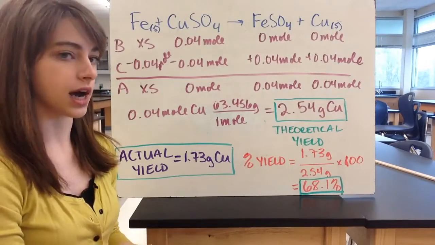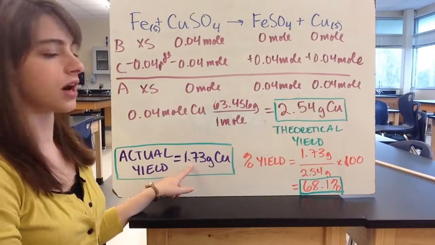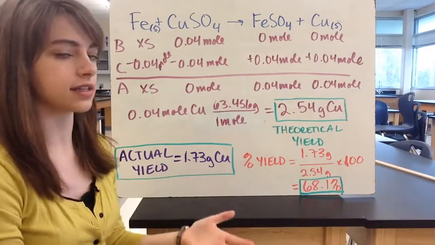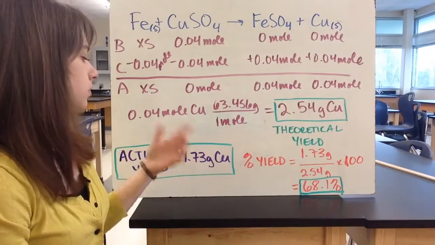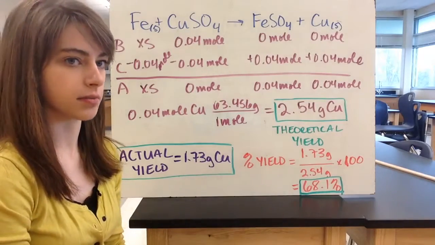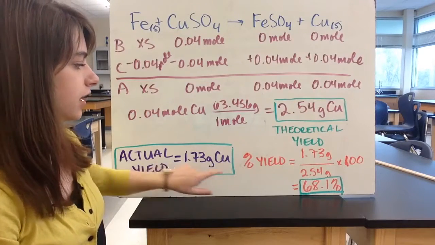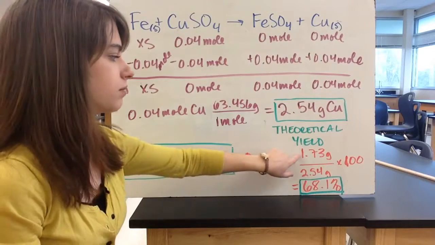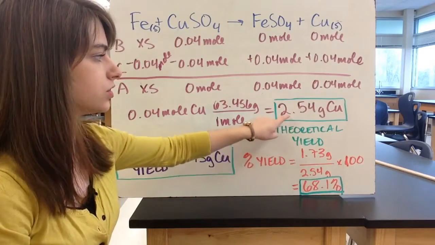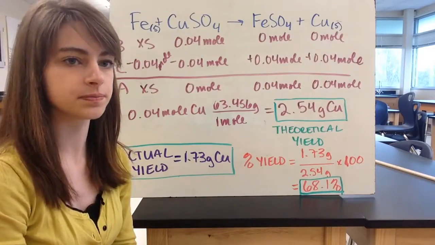Now, I don't know what you got, and I honestly don't remember what I got when I did the reaction, so I just picked a number for our actual yield. Say, for argument's sake, that when we did the reaction, we isolated the copper, we decanted, we dried it, all of that, we massed 1.73 grams of copper. So it's not our theoretical yield, so this would be our actual yield. If we want to calculate percent yield, we do 1.73, so that's our actual, divided by our theoretical, which is 2.54, times 100, and we get 68.1%.